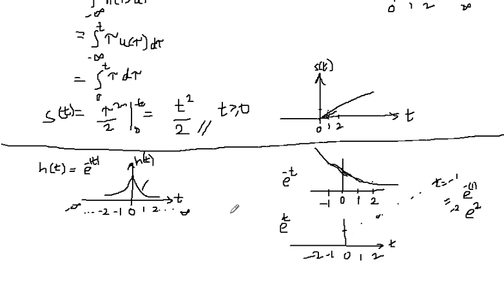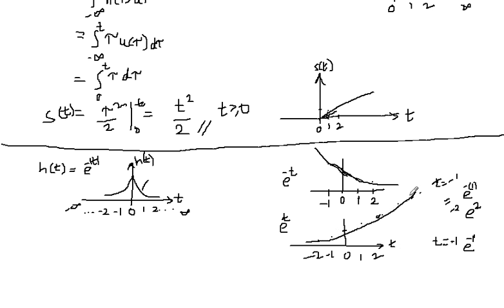And similarly, when t is minus 1, this becomes e to the power of minus 1. E to the power of minus 1 is less. And when t is minus 2, it becomes e to the power minus 2. Hence, it will be lesser.